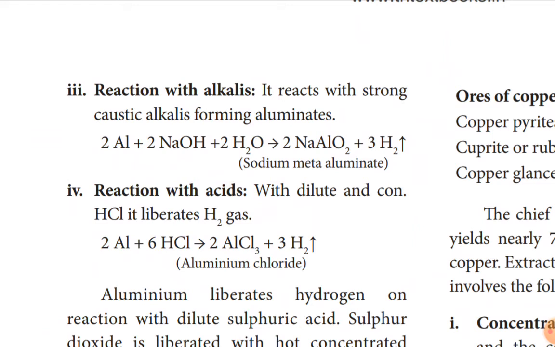Also, aluminum reacts with dilute and concentrated hydrochloric acid. HCl means hydrochloric acid, and hydrogen gas is liberated. So aluminum reacts with 6 moles of hydrogen chloride, HCl, to give 2 moles of aluminum chloride, and 3 moles of hydrogen are liberated.